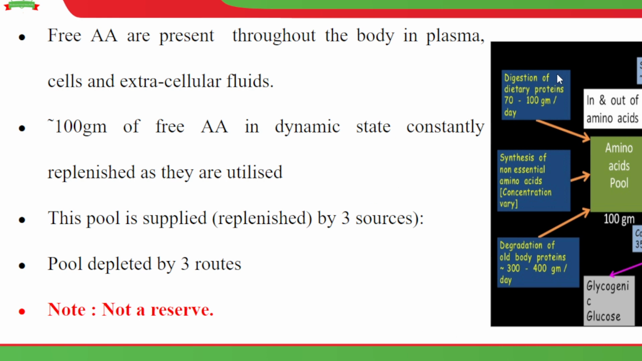Here what we are seeing is, one, there is digestion of dietary proteins, which adds up to about 70 to 100 grams per day. Then there's synthesis of non-essential amino acids in your body. We have seen the process of protein synthesis. We have seen how transamination occurs, that some amino acids are synthesized in the body. Then there's degradation of all the body proteins. Look at your red blood cells, they can be degraded, your muscle cells and everything, all those can be broken down and also add to the amount of amino acids in the body.